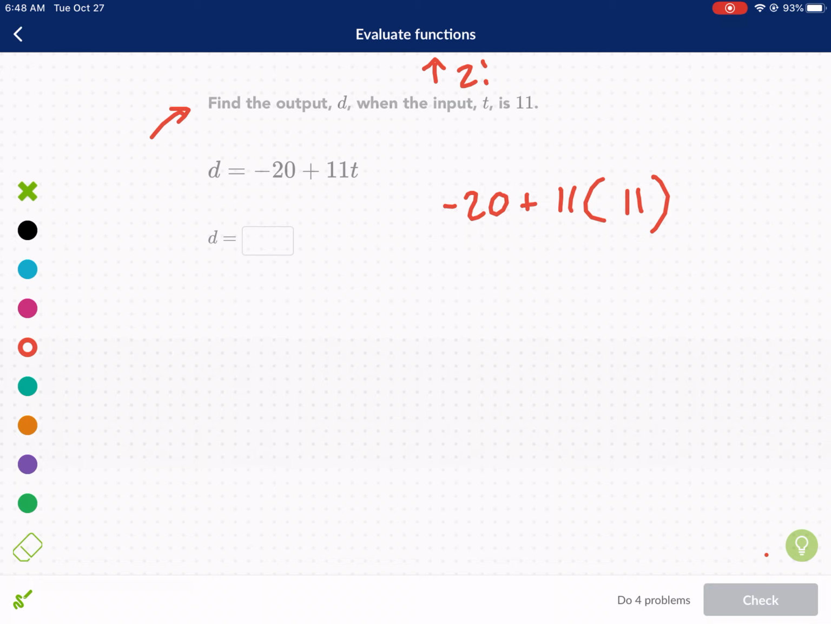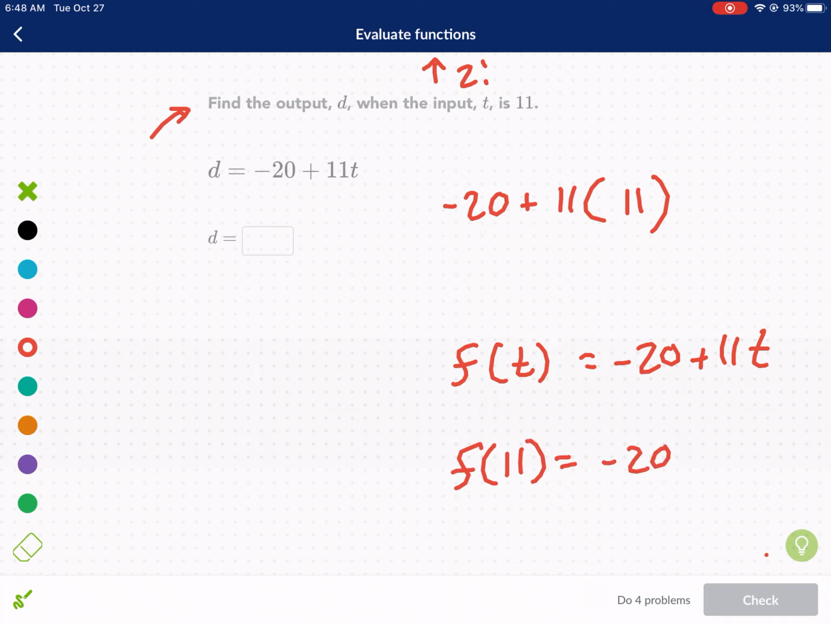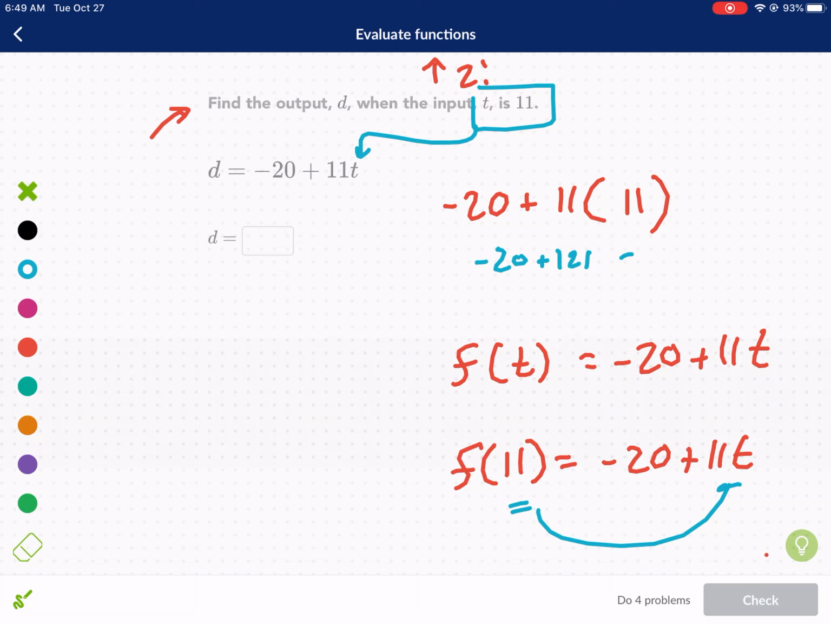The other one was saying, okay, if we have f of t, negative 20 plus 11t, and this is how you typically see it, find f of 11 for negative 20 plus 11t. And all you're doing here is plugging in 11. You guys get it. All we're saying here is t is 11, we plug it in for t, and then we solve. So in this case, we get negative 20 plus 121, and that gives us 101. So that's what we get for D.